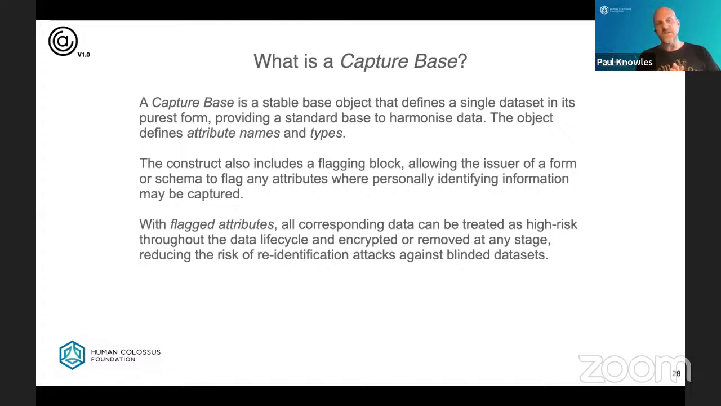So as soon as they go into a distributed data ecosystem or across ecosystems, when it comes to encrypting that information, you know that it's already been flagged. It just means that all corresponding data can be treated as high risk throughout the data lifecycle and encrypted or removed at any stage, reducing the risk of re-identification attacks against blinded data sets.